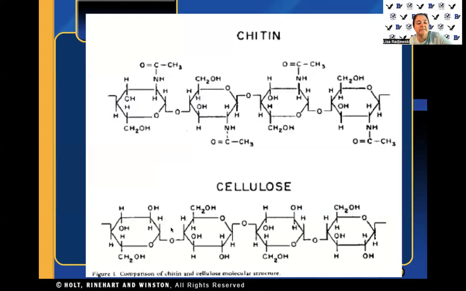All right, so here is cellulose. Okay, there's no nitrogen in there. Look, chitin's very similar, but there's an N right there. Nitrogen is N. And so there's some type of nitrogen compound bonded to one of the carbons on the glucose. And that finishes carbohydrates.